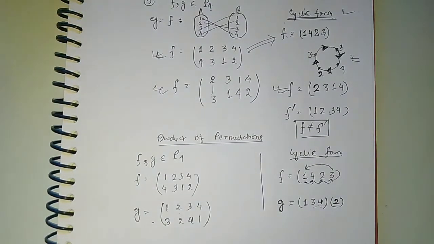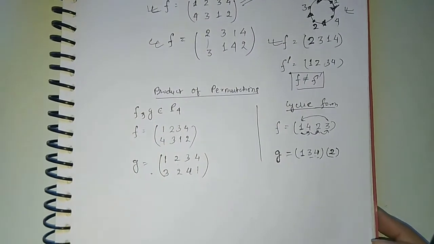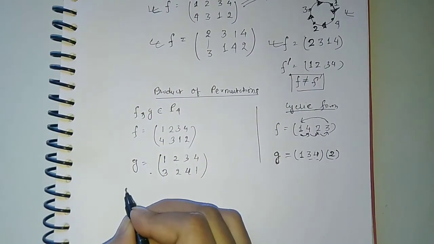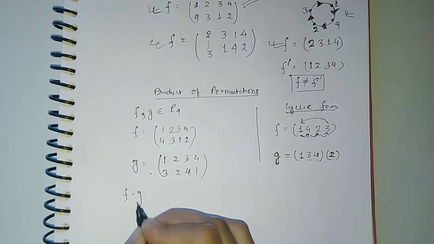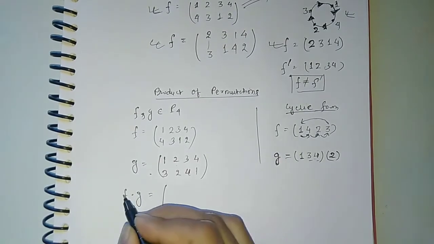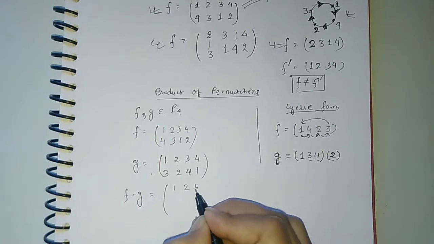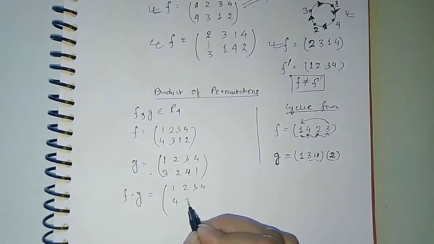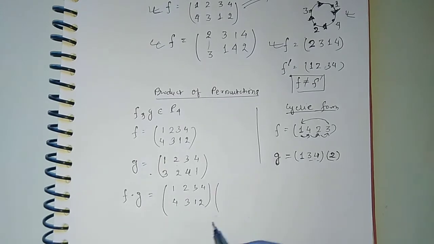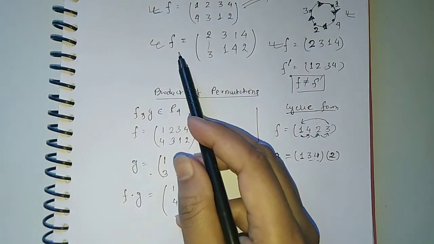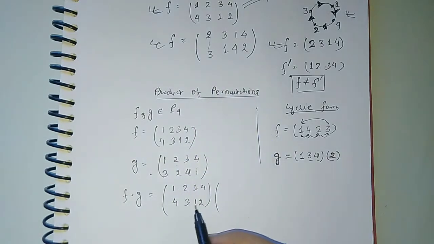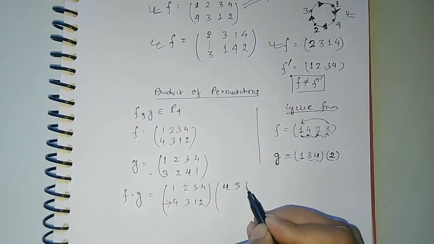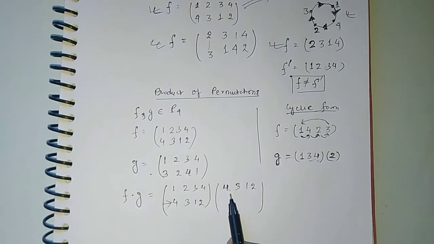Now we will see the process of multiplication of F and G. First we see it in this form, F into G. First write F from here, 1, 2, 3, 4, 4, 3, 1, 2. Now as we know, we can shuffle in this form, so first write in the domain of G this row, 4, 3, 1, 2. Now write the images of each element from G.